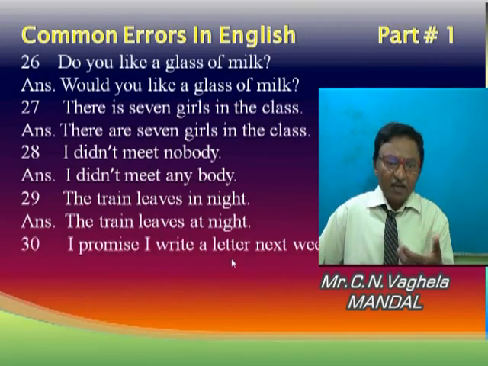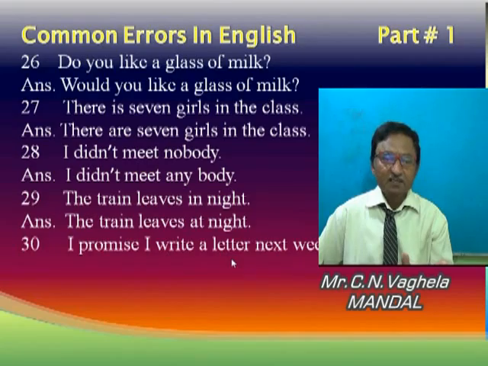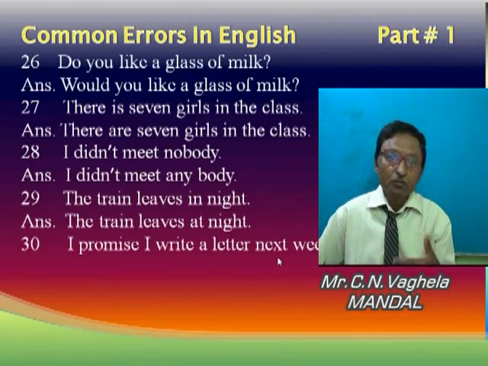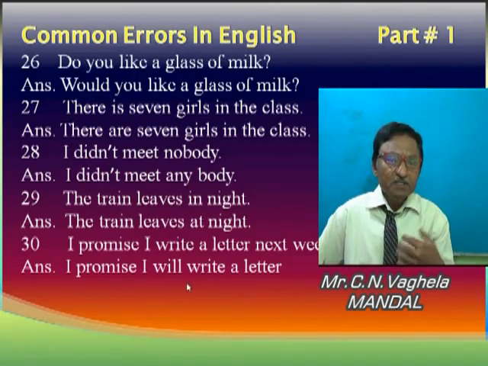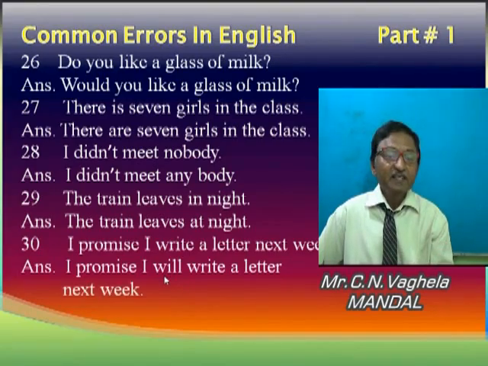I promise I write a letter next week. That is wrong, because next week shows future tense, so the construction will also be in future tense. I promise I will write a letter. Generally we use shall with I, but when you are promising, at that time you can use will in place of shall. I promise I will write a letter next week. That is correct.